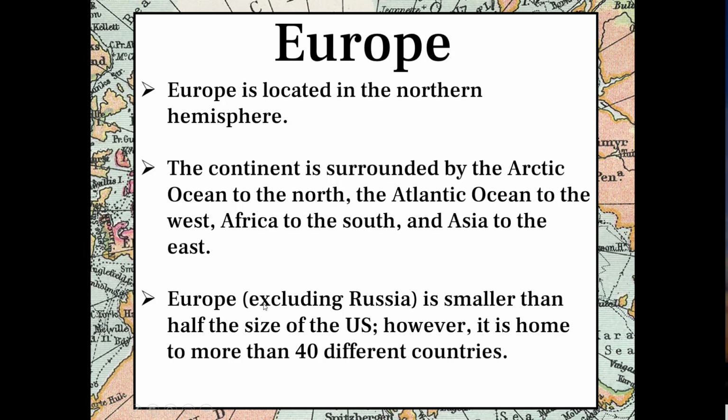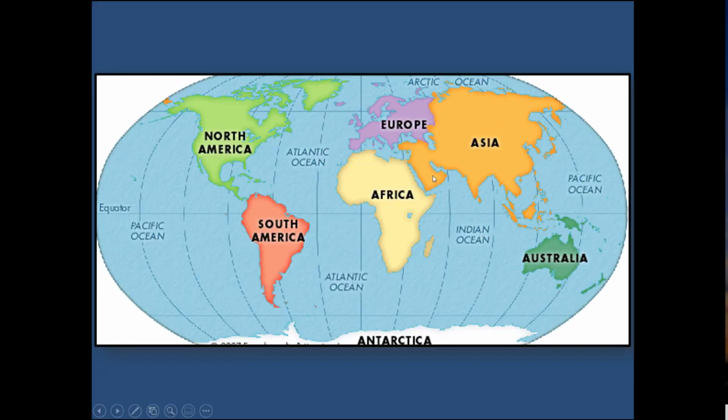And Europe, excluding Russia, so not counting Russia, is smaller than half the size of the US. However, it is home to more than 40 different countries. So here's our world map, and you can see the Arctic Ocean is here, north of Europe. The Atlantic Ocean is to the west, Africa is to the south, and Asia is to the east.